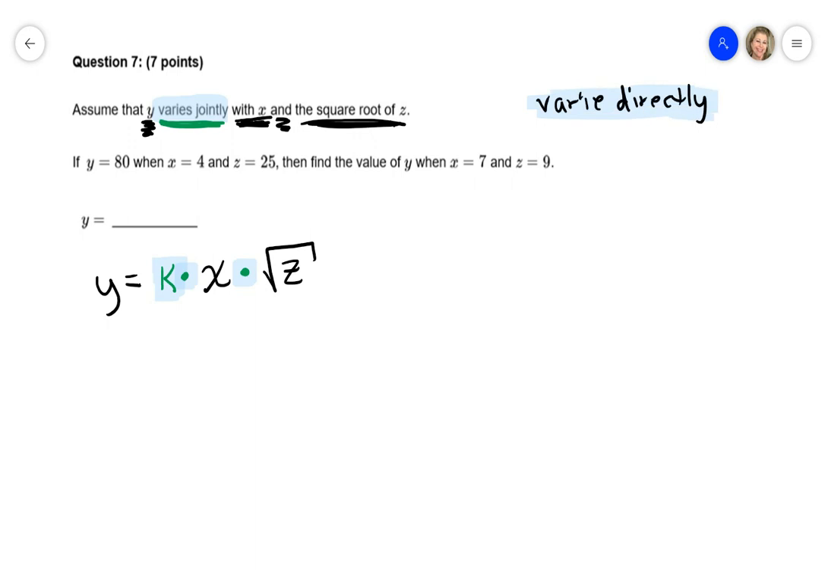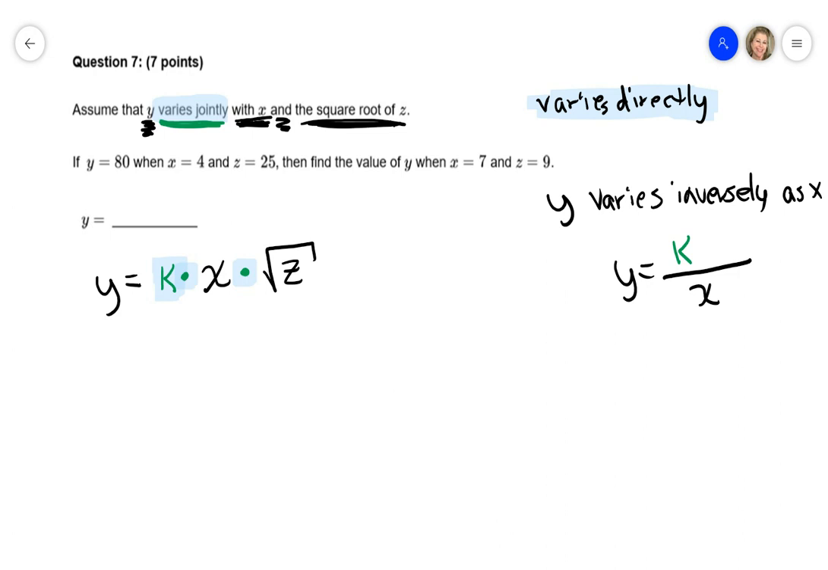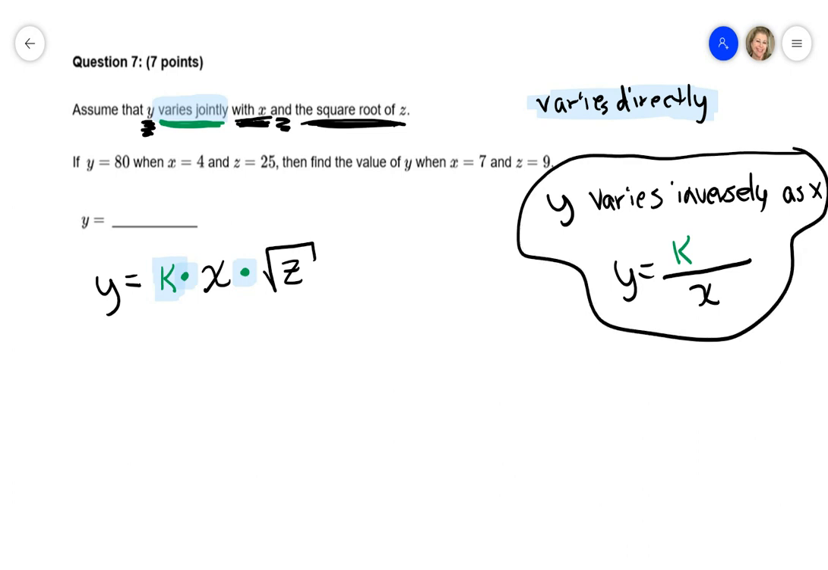However, if they said, I forgot my S right there, varies inversely, then what you're going to have is y is equal to k divided by x. If that had said y varies inversely as x or with x, then it's division. All right, I'll block this one off. That's a totally different problem. But it said jointly here, so it's multiplication.